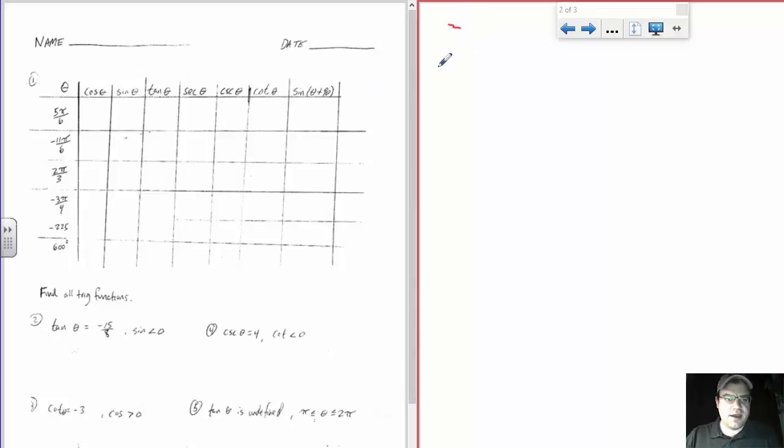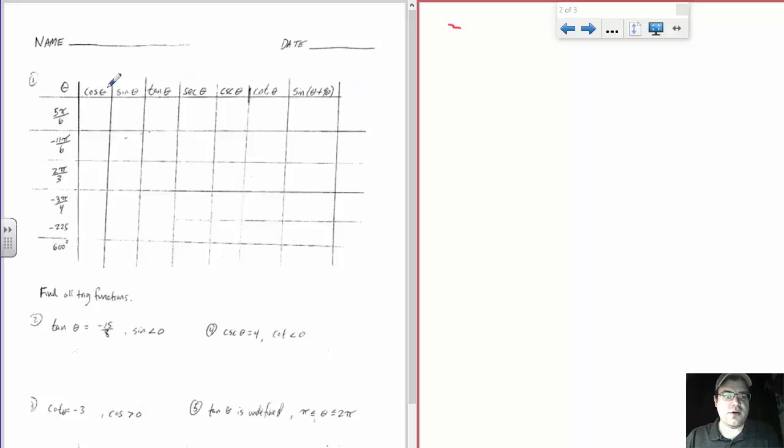Alright, we have a test review for you guys here. This is your unit circle test review that I gave you in class today. So you might want to pay attention if you didn't quite understand what we went over in class, or for any particular reason. So I'm going to go ahead and fill out this table here.